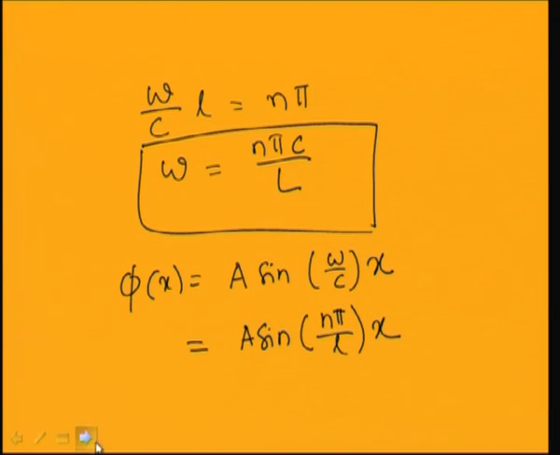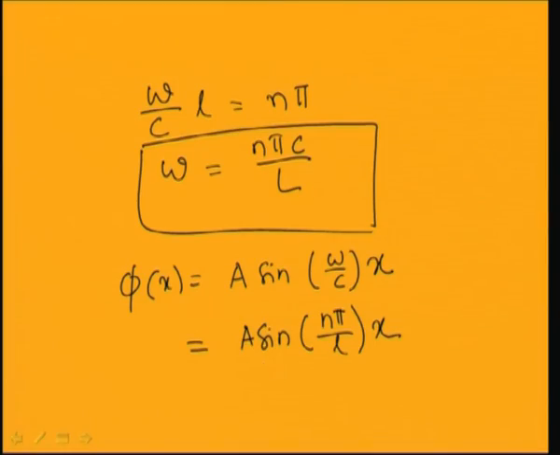So one can plot this phi x. The response for the first mode will be this, and because this is equal to a sin n pi x by L, the response will be sin n pi x by L.